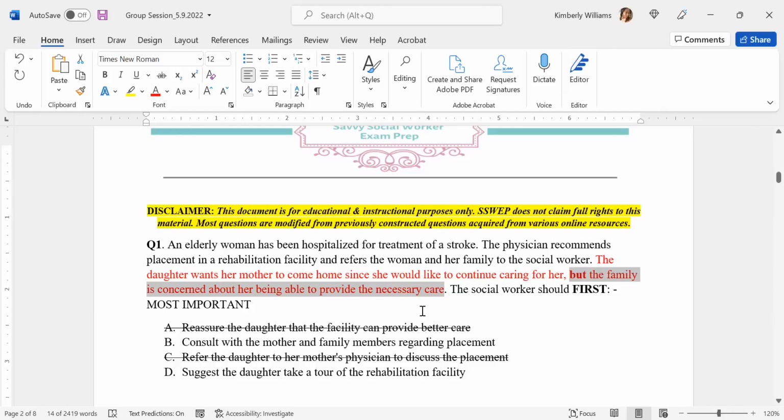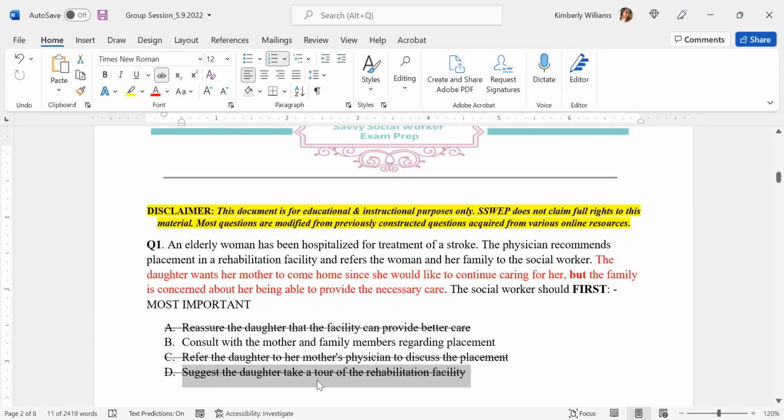I'm not saying that it's right or wrong. I just want y'all to think on that level. So is D going to address what we said our priority issue was? The family being concerned about her being able to provide the necessary care. No. Okay, so Rochelle has now said no, so I'm going to scratch it out since everybody's saying no. And y'all, it's okay right now, especially, to change your mind, because I want y'all to look at it the way you need to look at it.